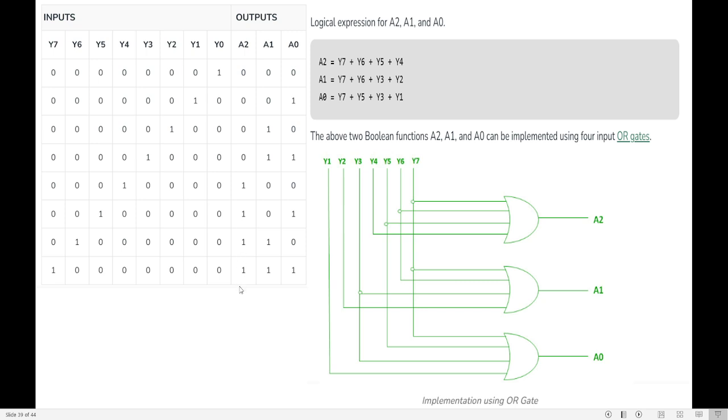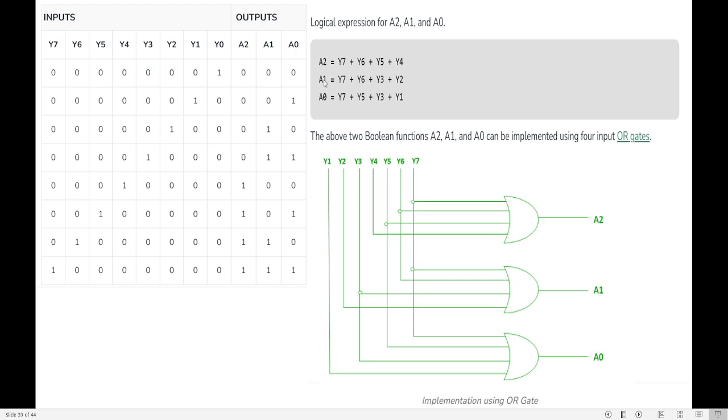For these 4 positions, which of the inputs is high? For the first position, Y4 is high. For the second position, Y5 is high. For the third position, Y6 is high. For the fourth position, Y7 is high. So my A2 expression is the addition of Y4, Y5, Y6, Y7.